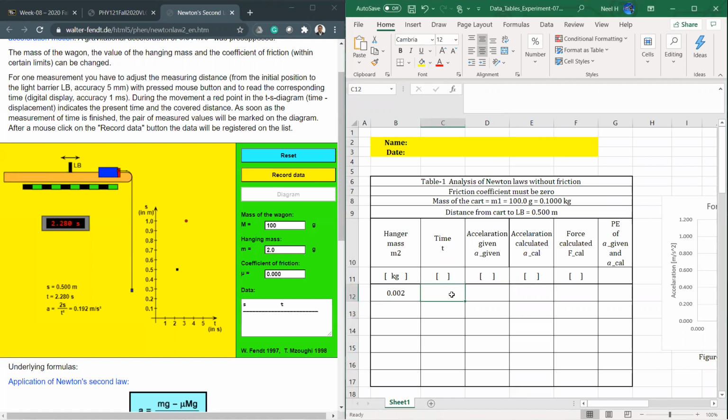And then we extract the time to reach the LB location, about 2.280. And then we extract the acceleration. It says A given, that is the acceleration given by the simulator. That is 0.192. The unit of the time should be second. The unit of the acceleration should be meter per second squared. And then let's calculate the acceleration, calculate the force, and then check the percentage error between the expected calculated acceleration and the given value. Okay.